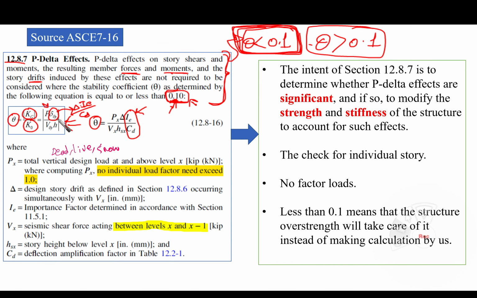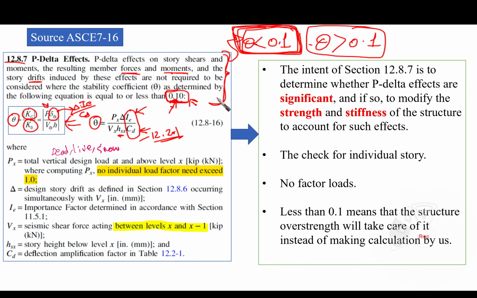So we have P delta, so we have P times delta here over V times H. Vx here is the seismic shear force acting between the levels. I'm going to talk about this between the levels X and X minus 1. HSX is the story height below level X, okay? And of course IE and CD, we know them very well. IE is the importance factor. CD is the deflection amplification factor that we can obtain from table 12.2.1 or -1. Okay.